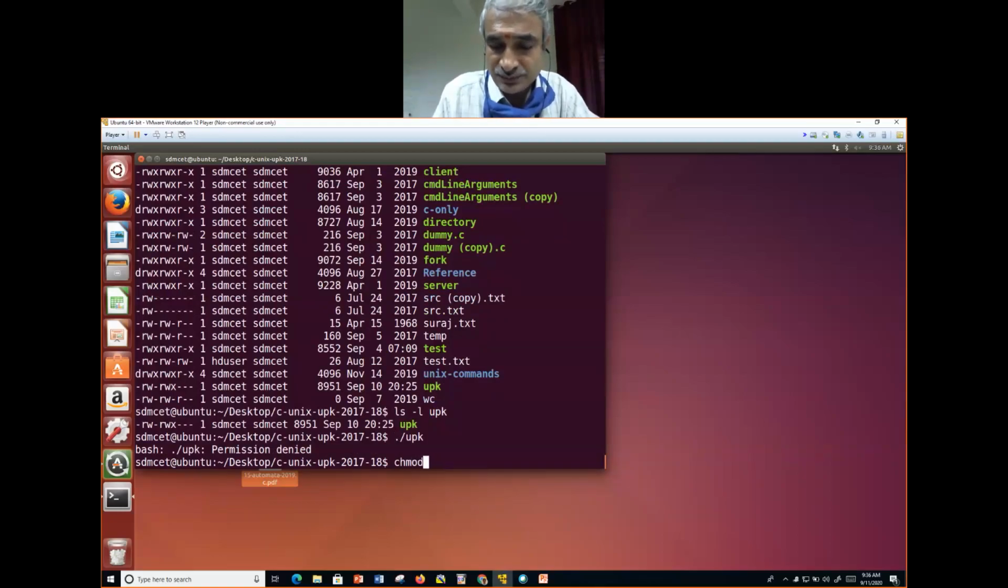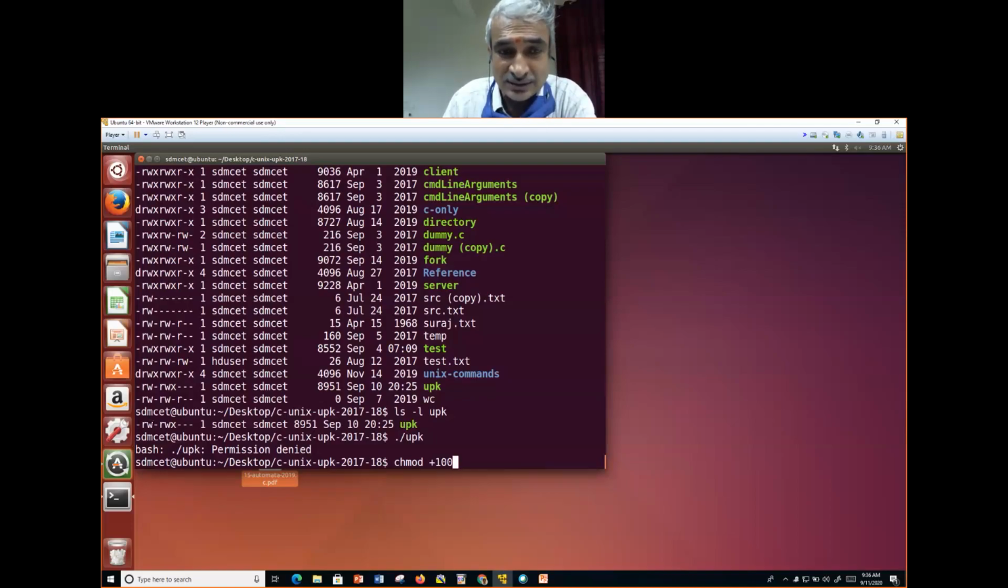I will get it now. Change mode, add it. Add means whatever existing thing is there, for that I want to add. Read write is there, 4 plus 2 is there. Only 1 is to be added. So I'll say add 1. And for others, I don't want anything to be added. In your exam, you may get a question: consider that the upk file has this access permission. Then when I use change mode, what will be the new access permission?